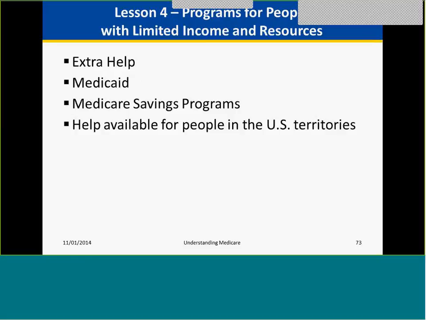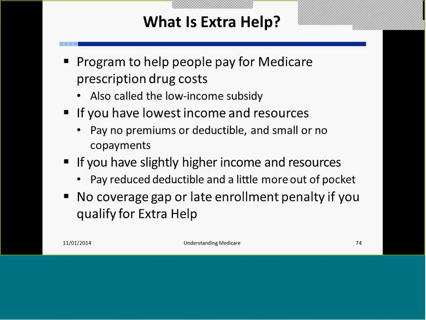We'll look at extra help, Medicaid, Medicaid savings programs. So what is extra help? Extra help is sometimes called LIS, low income subsidy. I typically train agents to use the phrase extra help. Why? Because all of the material a client might get in the mail at home, or in the Medicare booklets or other Medicare publications, just uses the term extra help. If you go to the Social Security website, which is where you apply for extra help, that's what they call it, extra help.